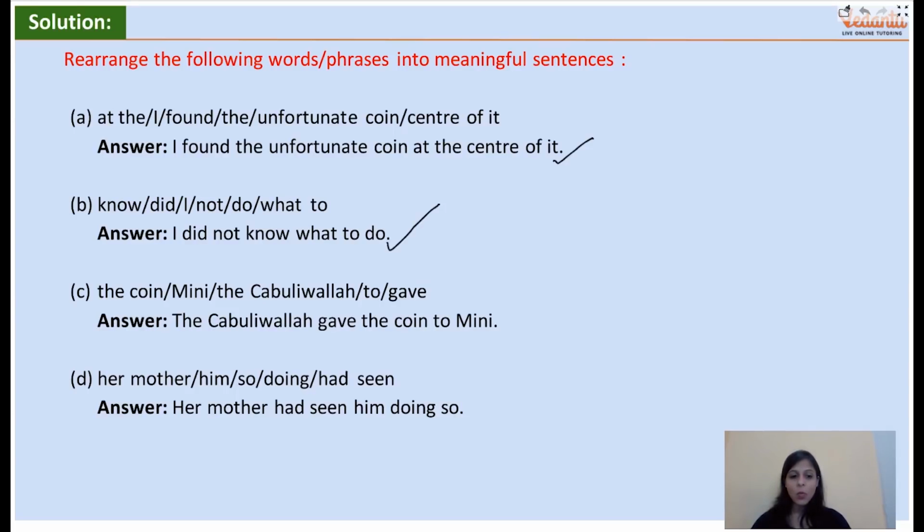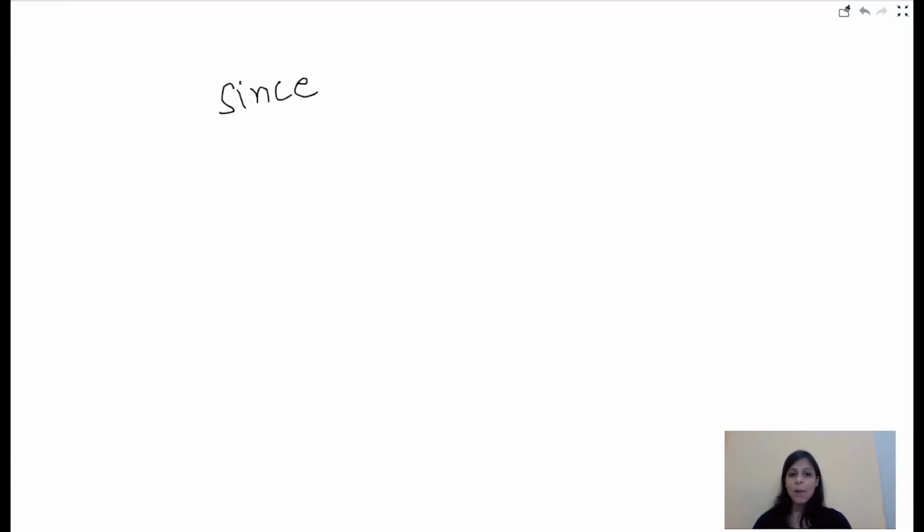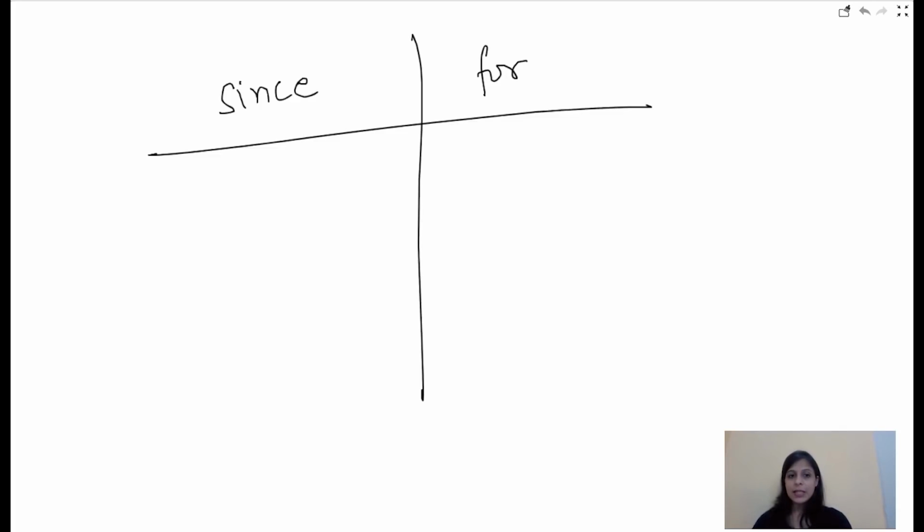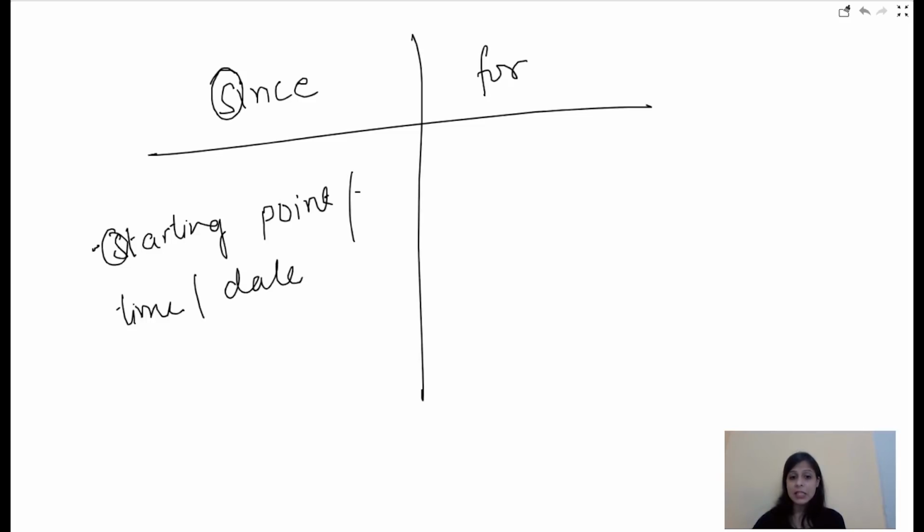Now I'm going to talk about the general difference between since and for. Since is basically used, and you can remember it with S, when it has a precise starting point, a starting time, or a starting date associated. For example, you say, I have been watching this session since whatever time the session started.